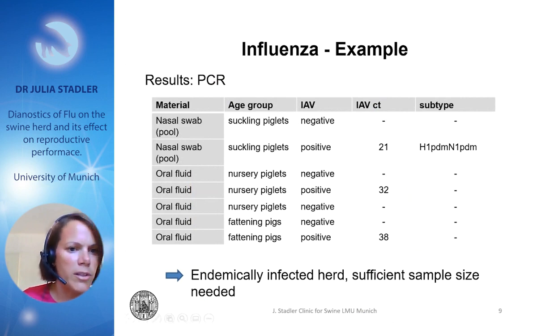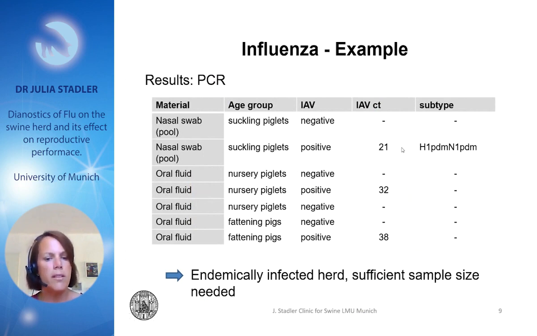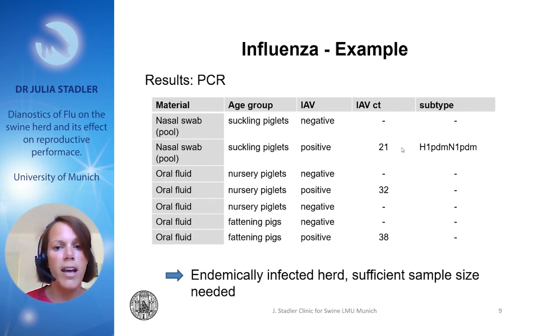In total, we took 7 pooled samples or group samples, and only 3 of them were positive. And again, subtype-specific PCR was only possible from 1 sample. So as a summary from the influenza diagnosis, you can say that especially for the direct detection and particularly for the detection of pandemic influenza, you need a high sample size and you should always combine both serology and PCR.